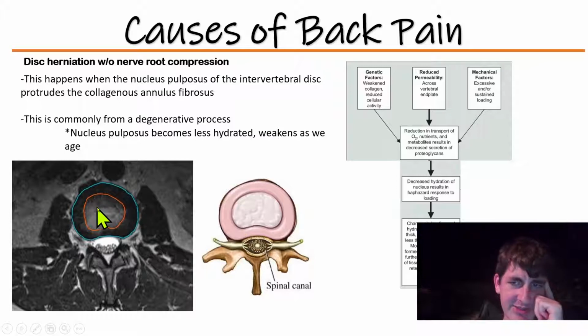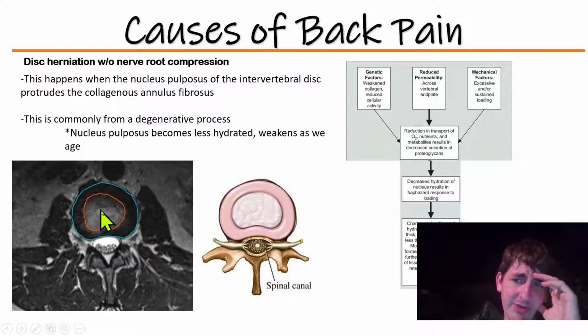So this is interesting. This is an MRI. You can see the spinous process. You can see cerebrospinal fluid. You can see some spinal nerves. This is probably below the spinal cord in the lumbar spine. This is annulus fibrosus and nucleus pulposus.